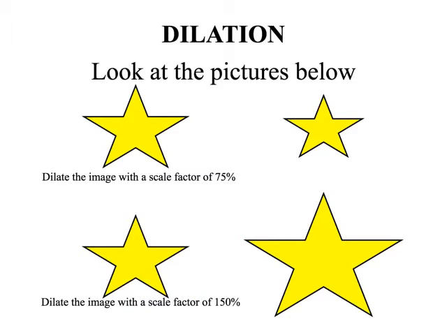Look at these pictures below. Look at our star here. This is our original star on the left, and we're dilating it by a scale factor of 75%, or we can say the scale factor is 3/4 or 0.75. What happened to the star? The star got smaller. Now we're going to dilate the image with a scale factor of 150%, which means the scale factor is 1.5, and what happens? The star got bigger.